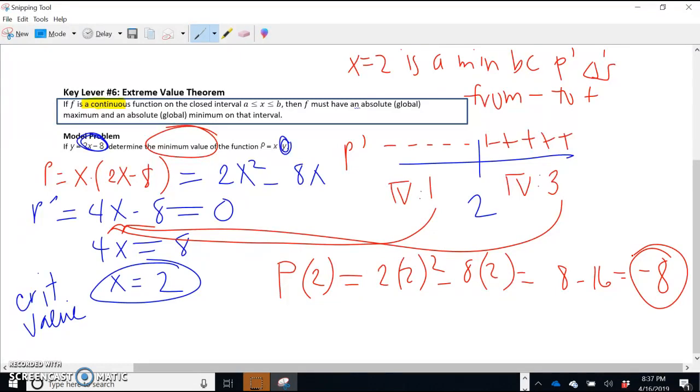This problem doesn't specify an interval, so I'm just being very conceptual here and checking my critical value, and that's it. But had there been an interval given, I would have also had to check my endpoints so that I could see if that negative 8 truly is the lowest value. So we'll talk about that more in class. We have to always check our endpoints on these examples too.